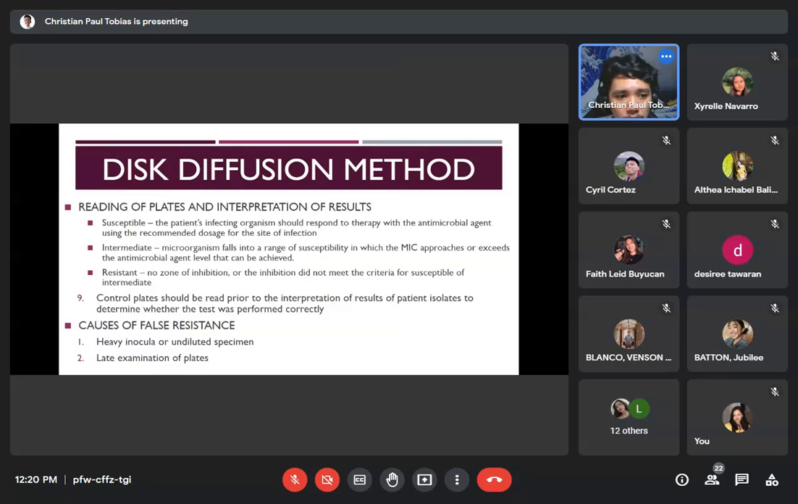When we say susceptible, okay, the patient's infecting organism should respond to the therapy. So the microbe or the organism is susceptible to this certain antibiotic. Kapag intermediate, falls into the range of susceptibility in which MIC approaches or exceeds. Kapag resistant, walang zone of inhibition. Okay, ang tandaan lang, in contrast to your susceptible, yung intermediate is less clinical. Less clinical response siya compared with susceptible strains. Kapag susceptible, syempre, yung respond is better. So, effective.